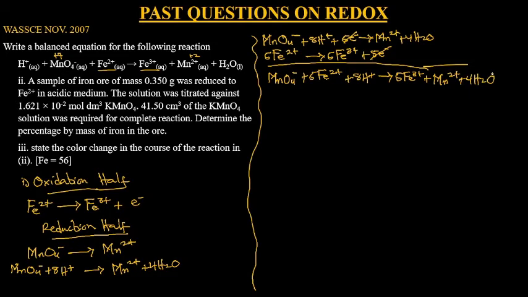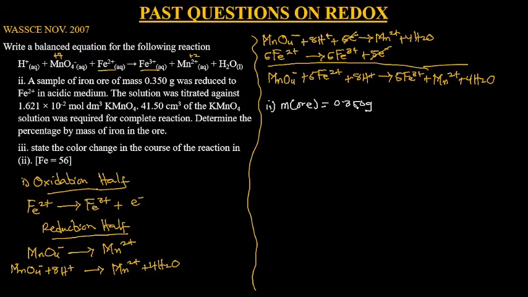So we are done with the first part. The second part of the question says that a sample of iron ore of mass, so we have an iron ore, so we have mass of ore to be 0.350 grams, okay, was reduced to Fe2+ in acidic medium. Then the solution was titrated against 1.621 times 10 exponent minus 2 mole per dm cube potassium permanganate.